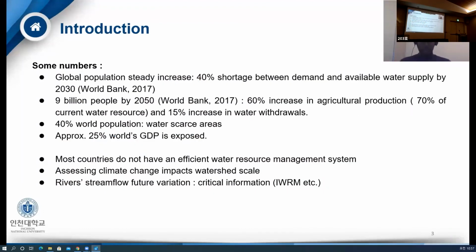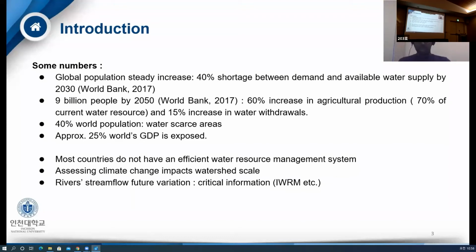Okay, so let's give some numbers. Under current conditions and practices, the world will face a 40% shortage between forecasted demand and available supply by 2030. Plus, the world population is projected to top 9 billion people by 2050. Therefore, feeding such a population with current technologies will require a 60% increase in agricultural production, which consumes 70% of today's water resources, and a 50% increase in water withdrawal, according to the World Bank.